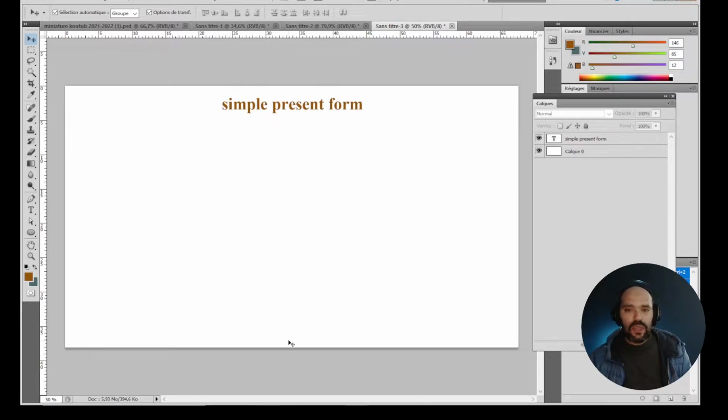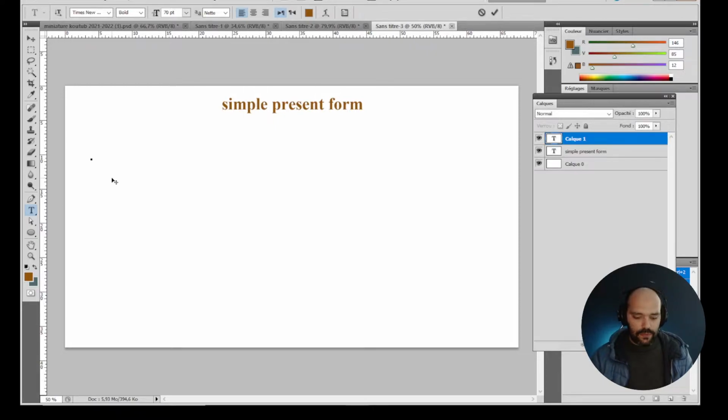And today I share with you what I learn in simple present form. Okay, we have three sections: positive, negative, question. Let's begin with positive.